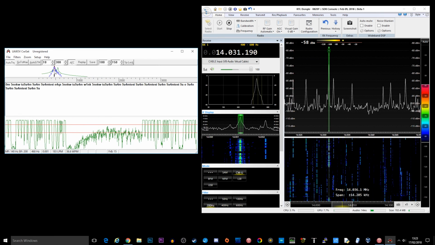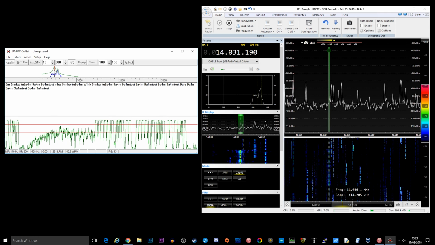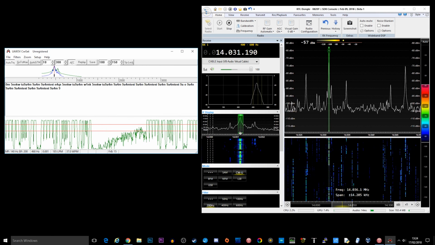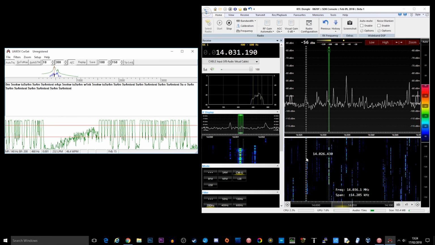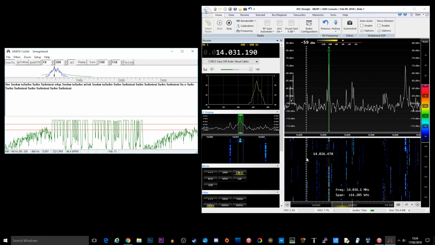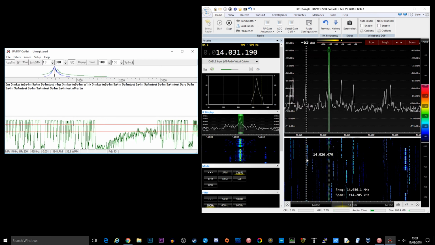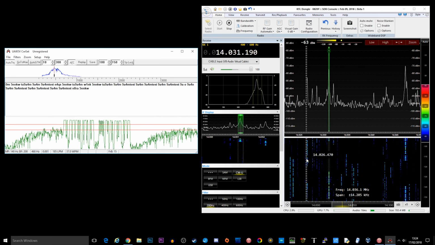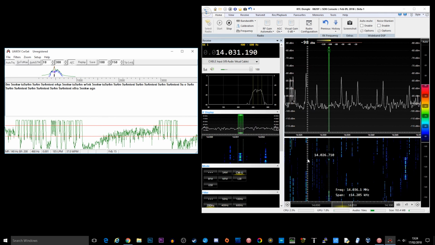Now, CW doesn't just broadcast on the ham HF bands. There are lots and lots of other people that use CW. So go ahead, get your SDR receiver out. I'm using my new Elad with the ham it up converter. Go ahead and see if you can find some CW signals that are outside of the ham bands, and see what they're transmitting.